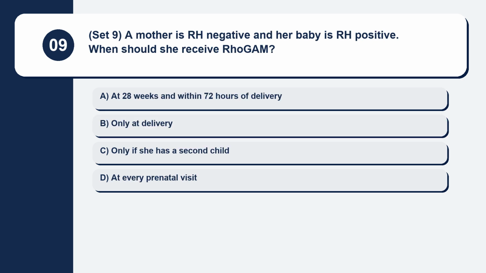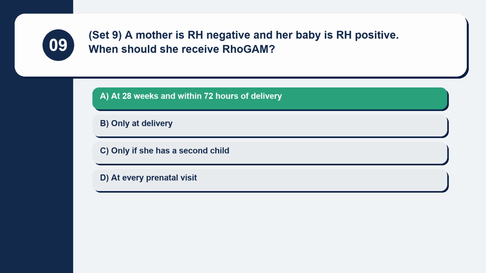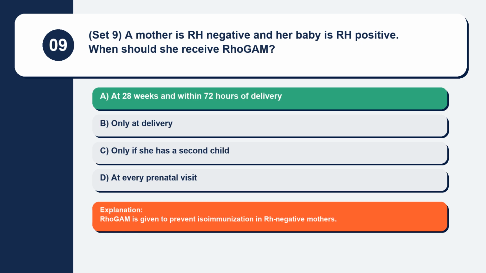Question 9. Set 9. A mother is Rh negative and her baby is Rh positive. When should she receive RhoGAM? At 28 weeks and within 72 hours of delivery. Only at delivery. Only if she has a second child. At every prenatal visit. RhoGAM is given to prevent isoimmunization in Rh negative mothers.